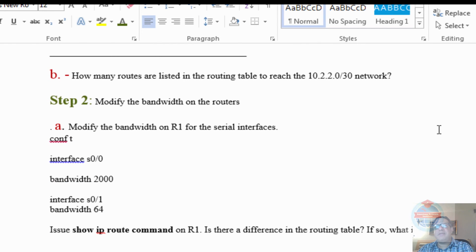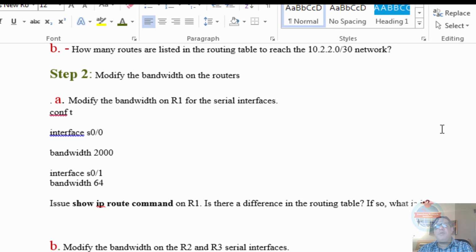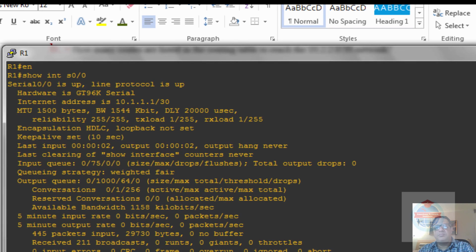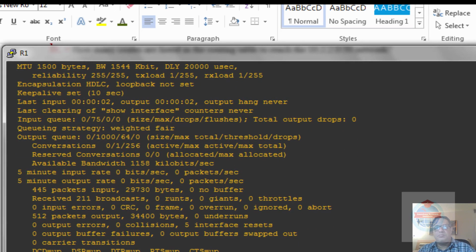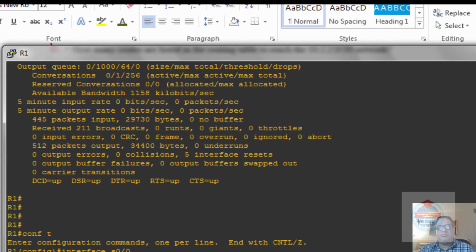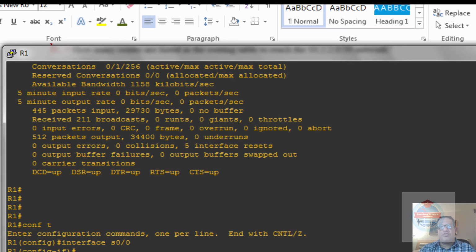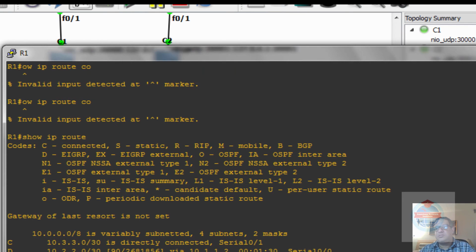Step 2, modify the bandwidth of the router. We're going to be modifying the bandwidth of the router right away, guys. We're going to get this information, copy and paste. See how we modify the bandwidth over here. So now that we have this information, let's start working with that.